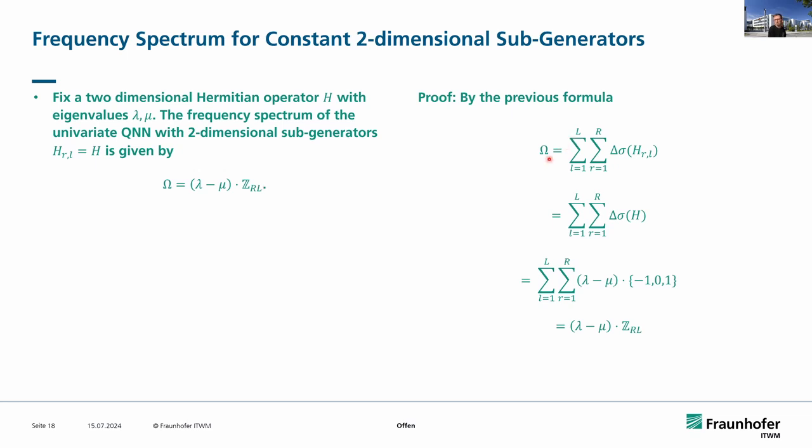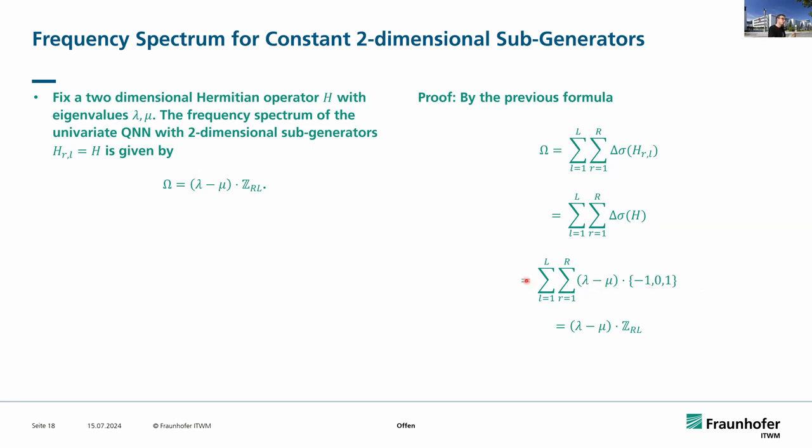Why is that? It's just an application of the previous formula. So this is the general formula, and these subgenerators are all equal to the one operator H, and the operator H has frequency spectrum lambda and mu. And what differences do you get? You get lambda minus lambda, lambda minus mu, and mu minus lambda, and this is exactly what stands here.